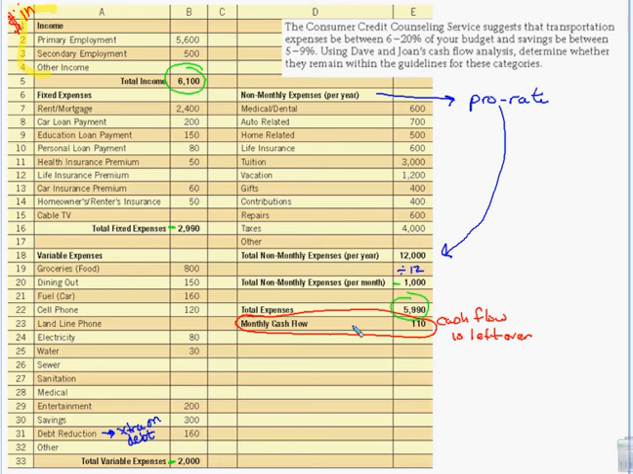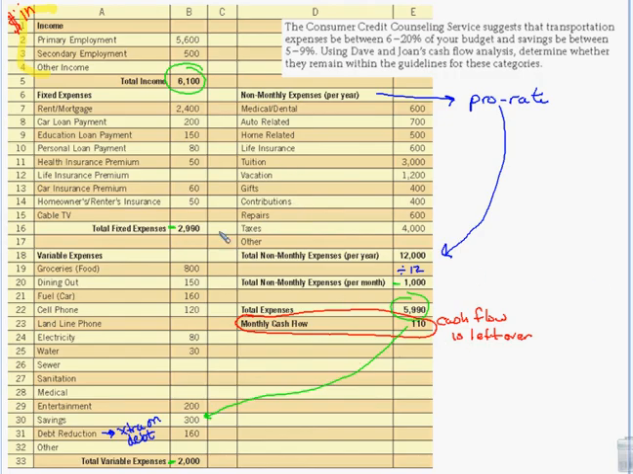If you had a zero cash flow, that's also okay because you could then take this 110 and put it into savings or into retirement or something like that. If you have a negative cash flow, though, that's when you have that problem.